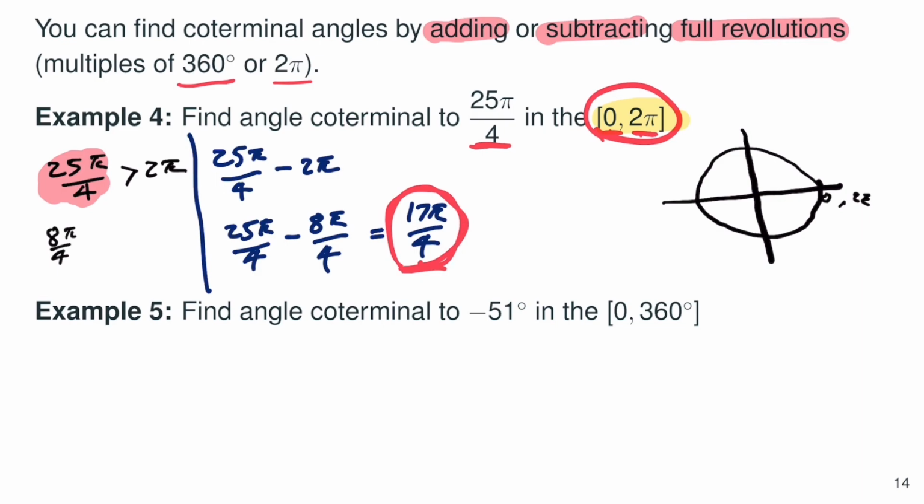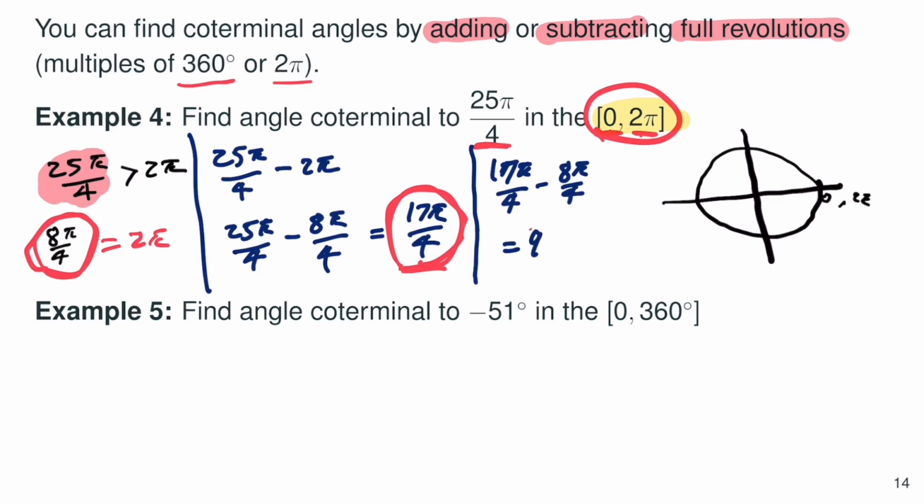But this angle right here is bigger than 2 pi, because as we saw, it has to be smaller than 8 pi over 4. Right? Because 8 pi over 4 is the same as 2 pi. So we have to subtract again. Let me erase this to have room. So 17 pi over 4 minus 8 pi over 4 will give us 9 pi over 4.